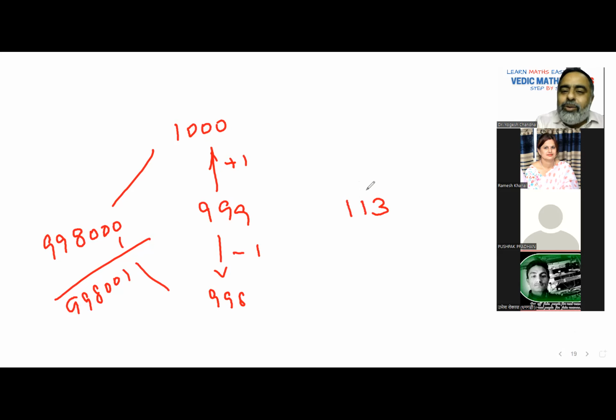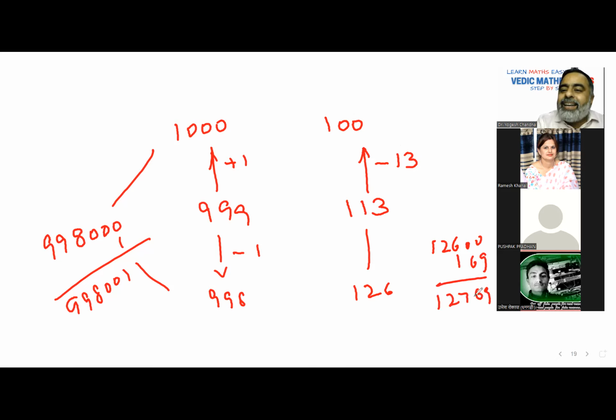Now 13, I know I can subtract 13. Now don't say, sir, subtract 3 and it will become 110, then who will multiply with 110? 13 subtracted here, we get 100. 13 added here, we get 126. 126 into 100 is very easy: 12600. And 13 square is 169. So 12769.